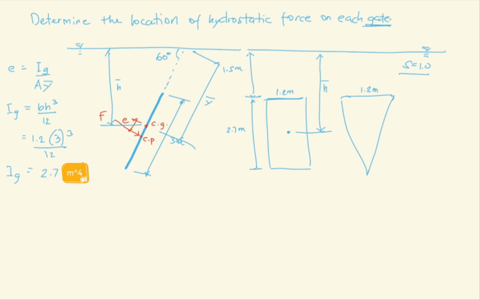Okay, the area is 1.2 times 3, 3.6 square meters. Then we have to solve for Y bar.